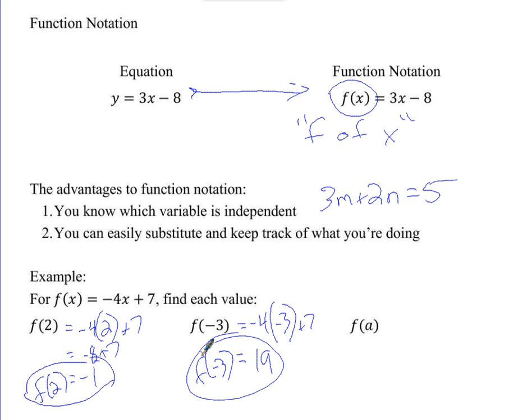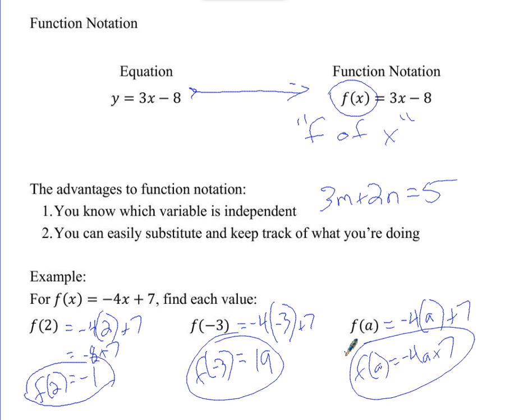How about f of a? What am I going to have to do there? I'm doing exactly the same thing as I just did. I'm substituting a in, though, instead of an actual number. So I'm going to write equals, and then I'm going to write negative 4, parentheses, I'm substituting an a for x, plus 7. Is there anything I can do to simplify this? That's the answer. So I could rewrite it as f of a equals negative 4a plus 7 without the parentheses, and that's my answer.